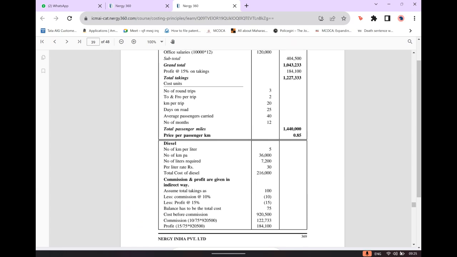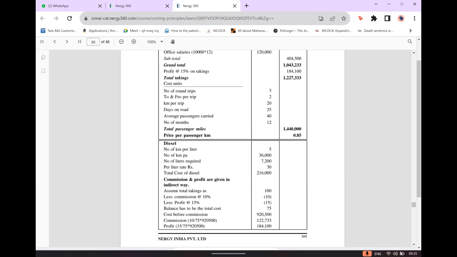So the diesel cost will be: number of kilometers per liter is 5. Number of kilometers per annum is 36,000. Number of liters required is 7,200. So rate per unit is 30. So the total diesel cost is 2,60,000. So we have worked out the problem.